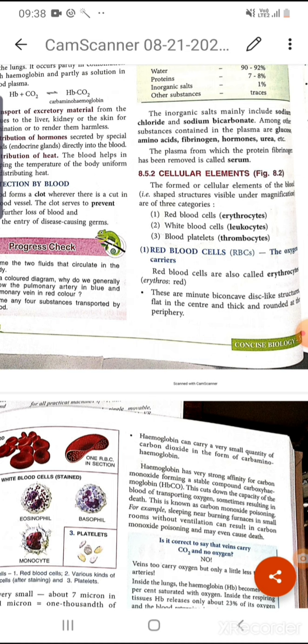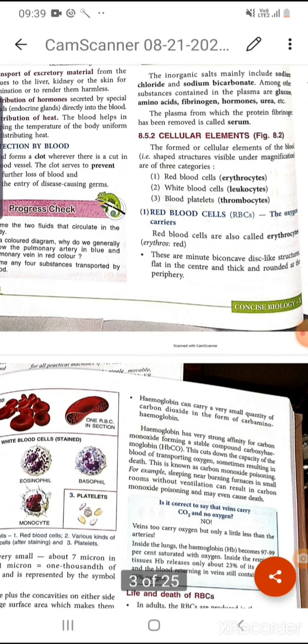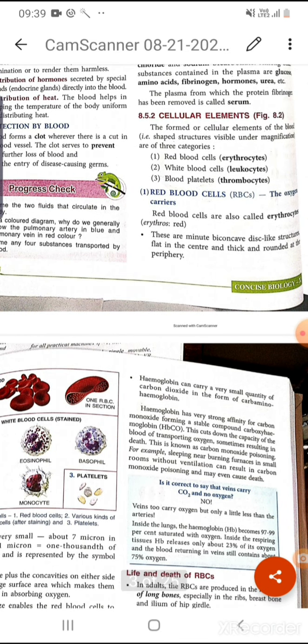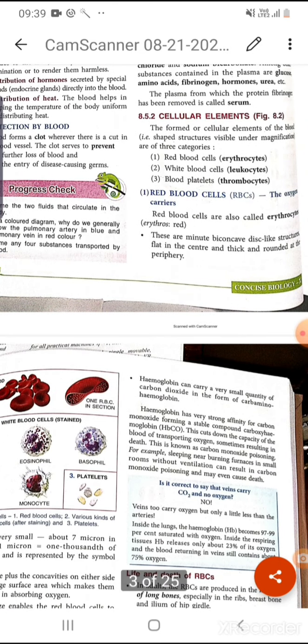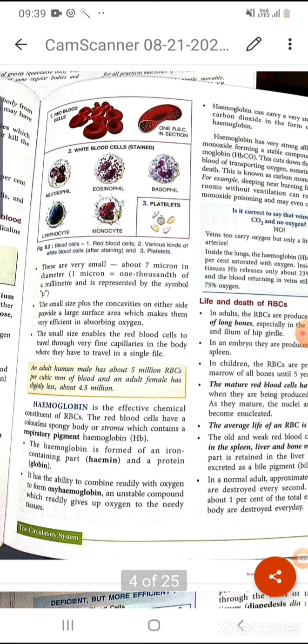They are basically the oxygen carriers, and sometimes they also carry carbon dioxide. Red blood cells are also called erythrocytes. Erythros means the color red. These are very minute structures. They are disc shaped in nature and biconcave in structure. So this figure number 1 is the red blood cell.